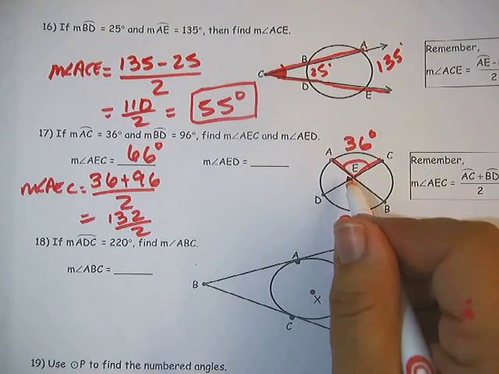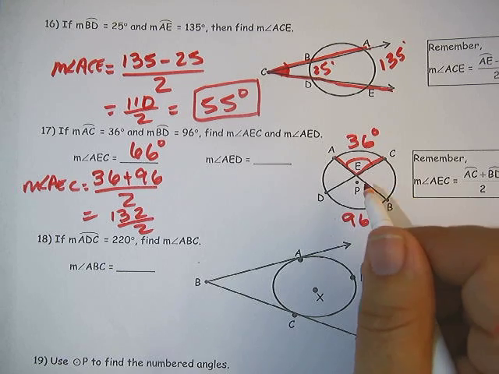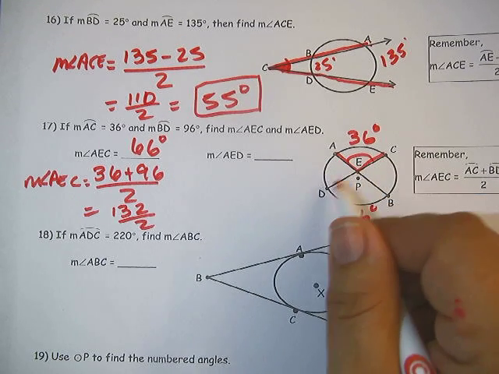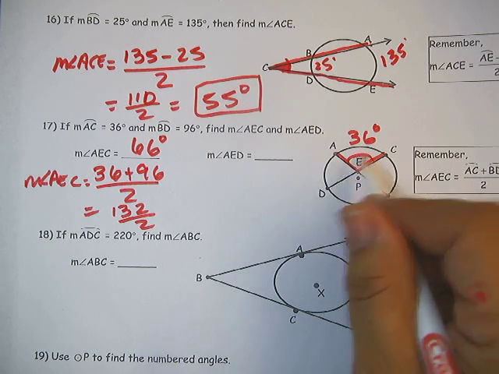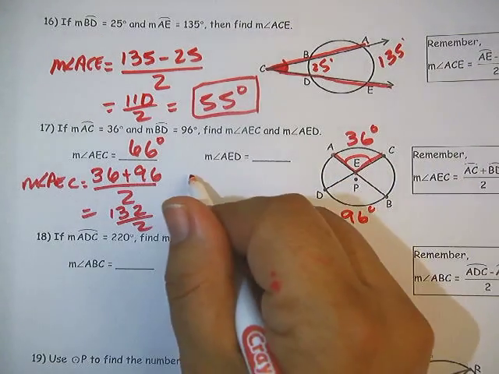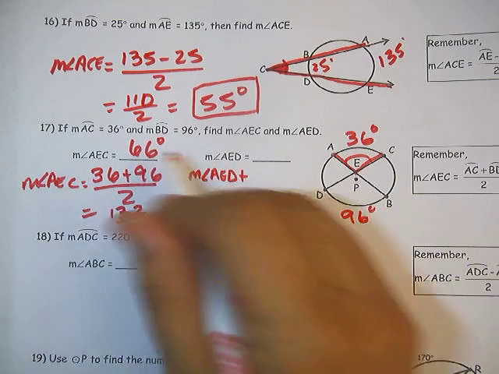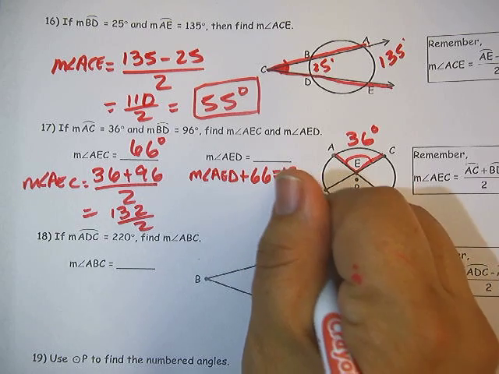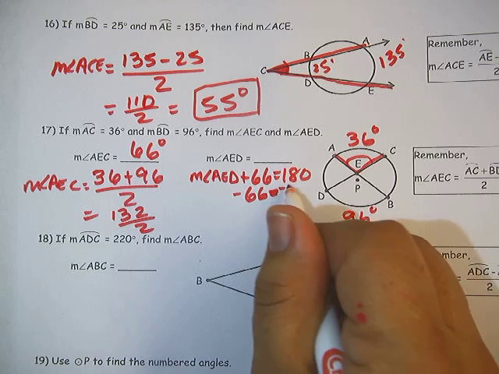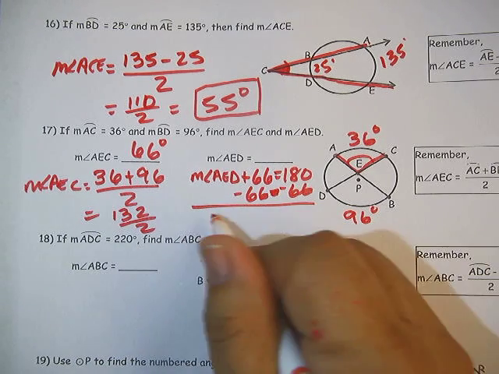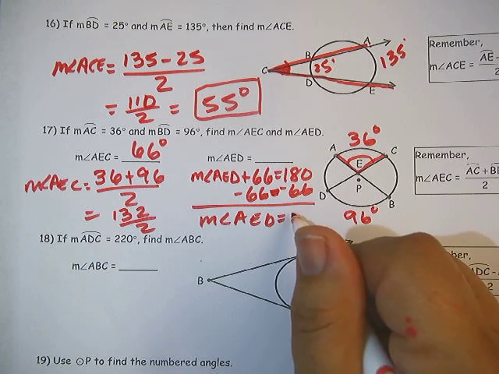Now, AED, I don't know these arc measurements. I have no idea what they are. But one thing I do know is that AED forms a linear pair with AEC. So these two angles must add up to 180. So I can say the measure of angle AED plus this 66 equals 180. So I can subtract 66 from both sides. The measure of angle AED equals 114.